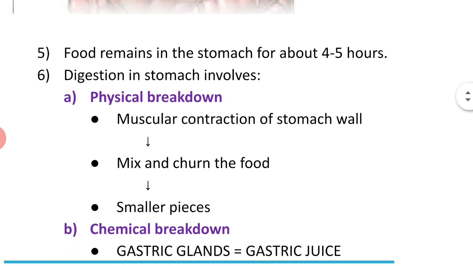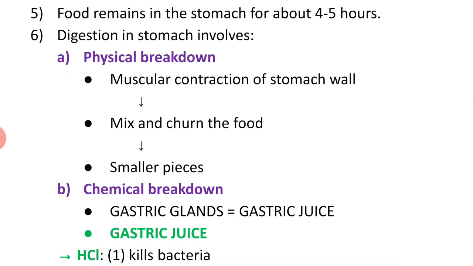Now we talk about the digestion in a stomach. It involves physical breakdown and chemical breakdown. Physical breakdown means that no enzymes will be involved, no chemicals will be involved. The muscles of the stomach wall are going to contract, and because of those contractions, the food is going to mix with the enzymes that are present in our stomach, and churning of food will take place. Because of that, the food is going to break down into smaller pieces, and this helps the enzymes to act upon them more efficiently.